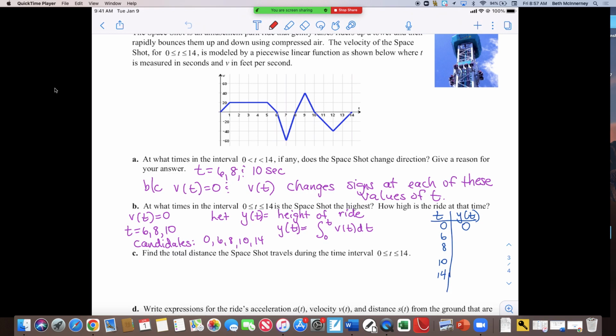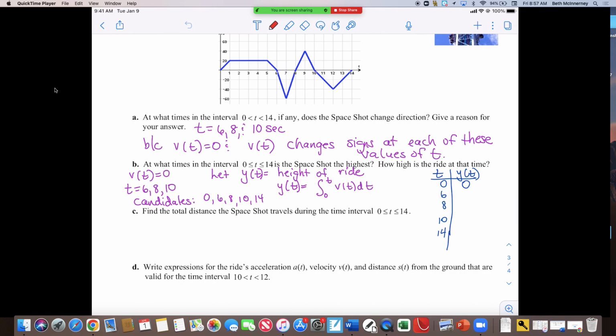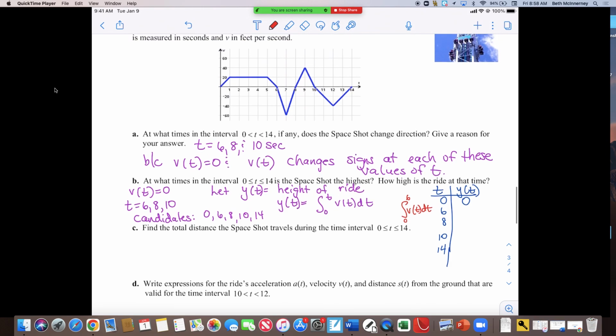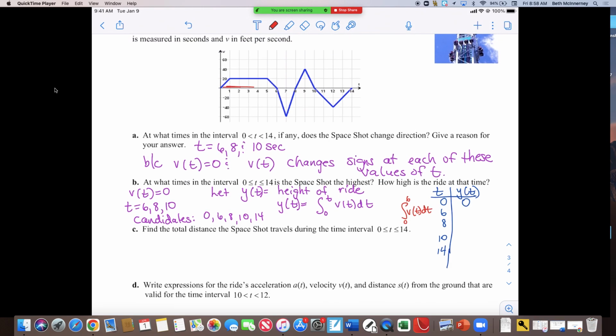At what time is the Space Shot the highest? This is a closed interval, so we're going to do the candidates test. And we said we're going to let y of t equal the height of the ride. So in each of these, what you're actually doing is going from 0 to 6 of the integral of v of t dt. Well, what that means, I have the graph of v of t, so I have a trapezoid here.